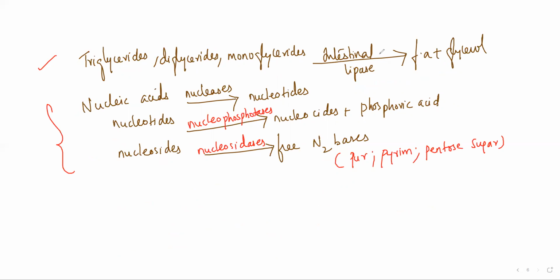So the key points to remember here: the mouth carries out only starch digestion, the stomach does the protein digestion, and in the small intestine the pancreas digests the starch, the fats, and the proteins, and the liver does only the fat digestion. The intestine together completes the digestion.